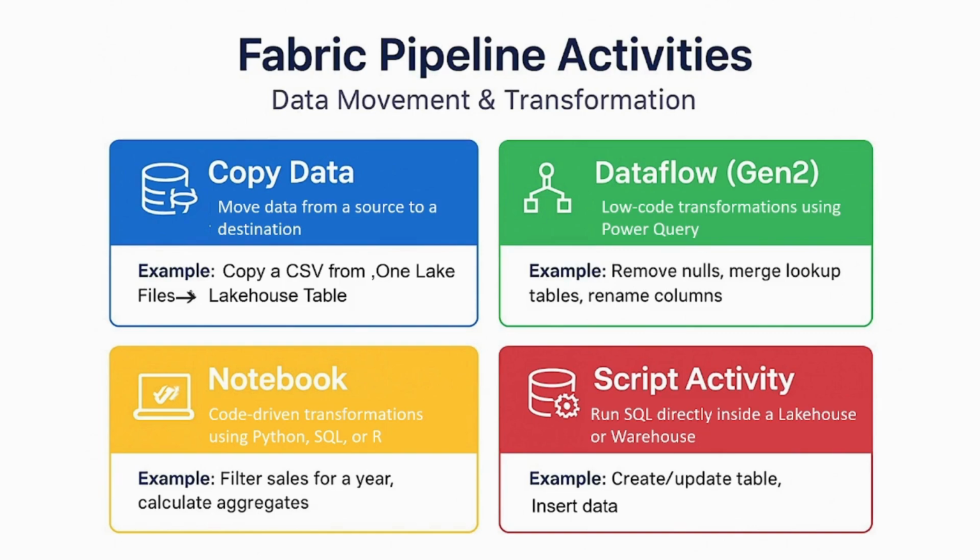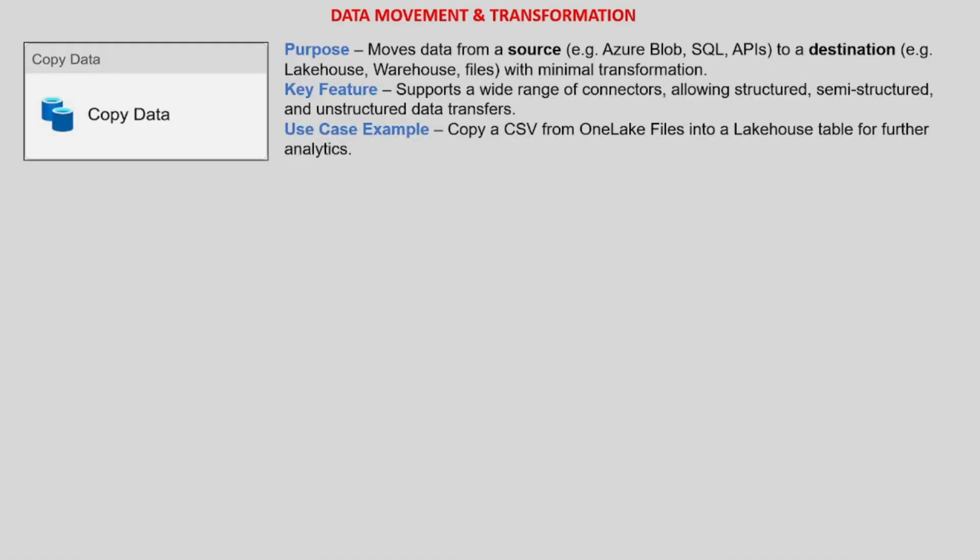If you are from a Power BI background, you know about data flow. Data flow is simply Power Query online. If you want to do the transformation with low code, then use this data flow activity. Third one is notebook activity. If you want to use Python, SQL and R programming languages to transform your data, then use notebook activity. This activity is best suited for heavy ETL transformation or ML loads. Fourth one is script activity. If you want to run your SQL queries like DDL and DML commands directly inside a lakehouse and warehouse, then use script activity. Let's know more about each and every activity.